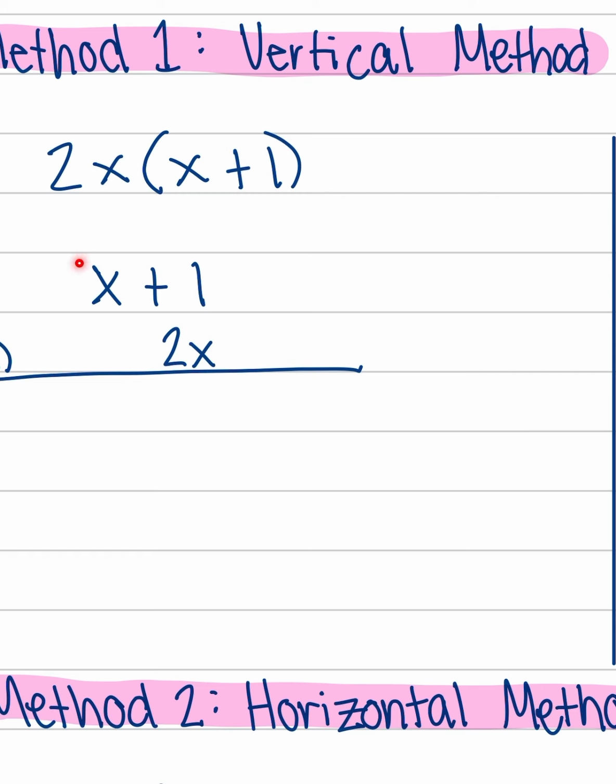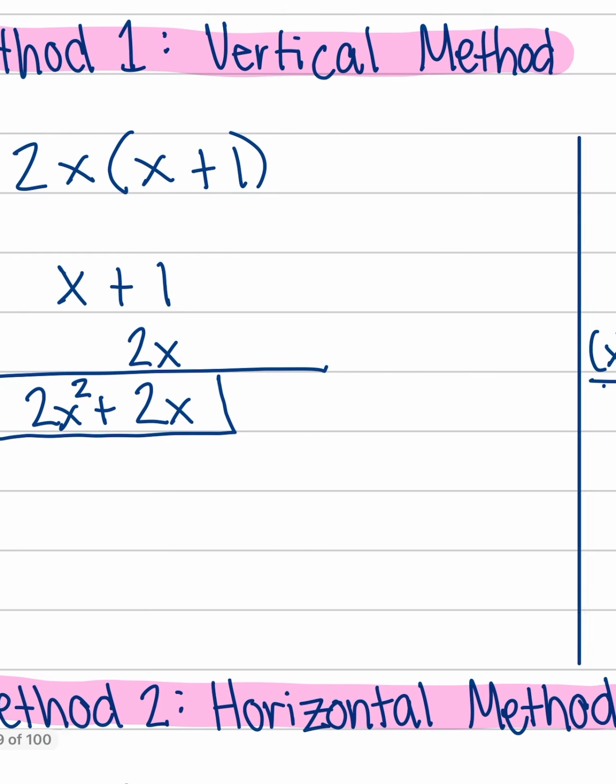So we still have x plus 1 multiplied by 2x. Just like normal, we're going to multiply 2x by 1 first and get 2x. And then I'm going to multiply 2x times x, and I would get 2x squared. And since the 2x is positive, we're going to put a plus sign in the middle. So that would be our answer.